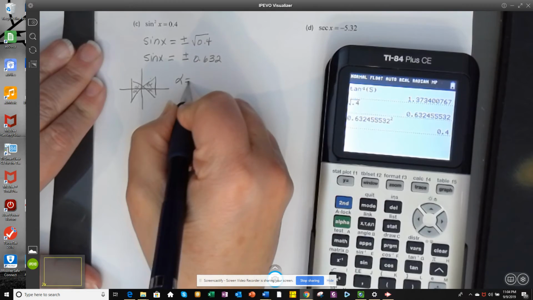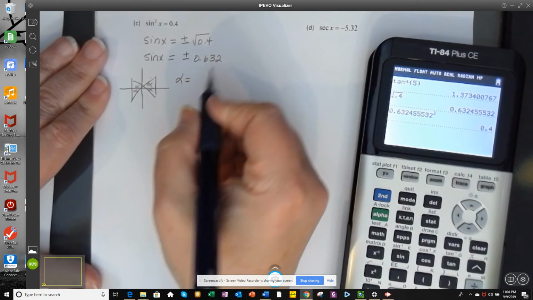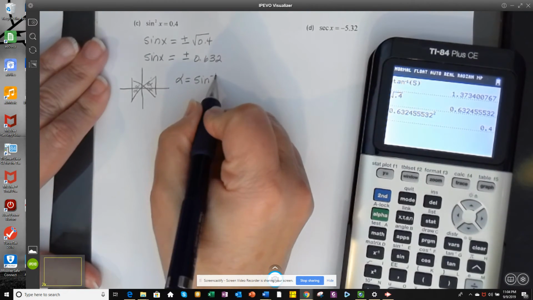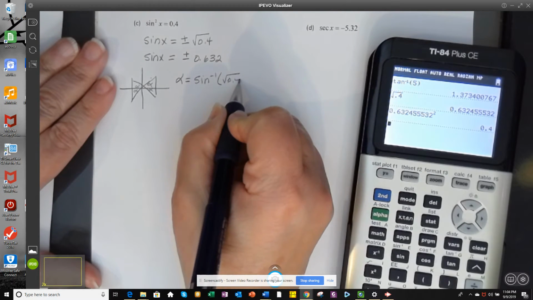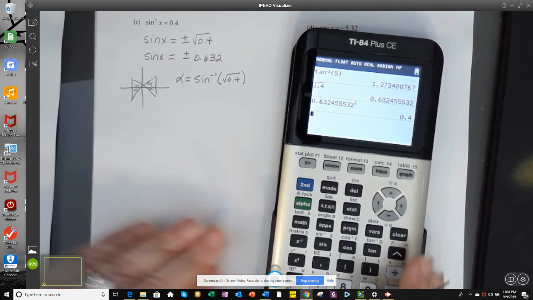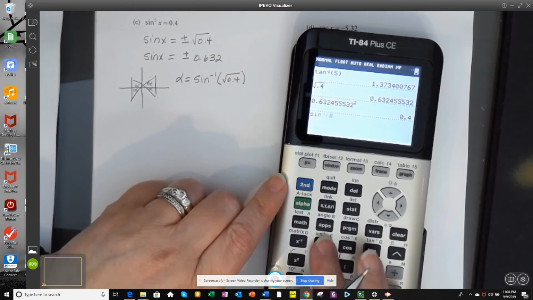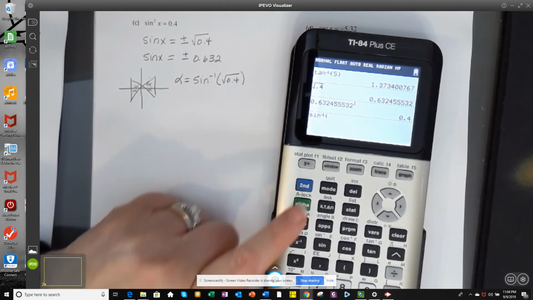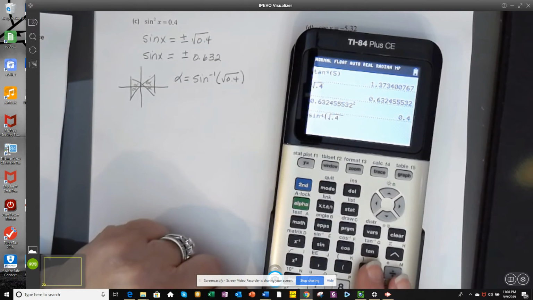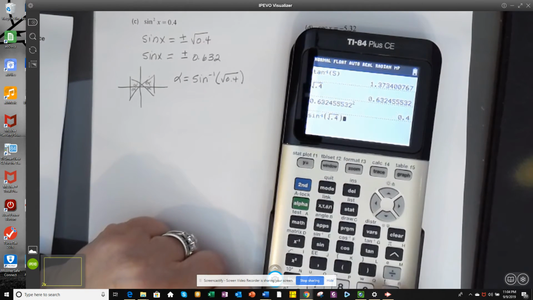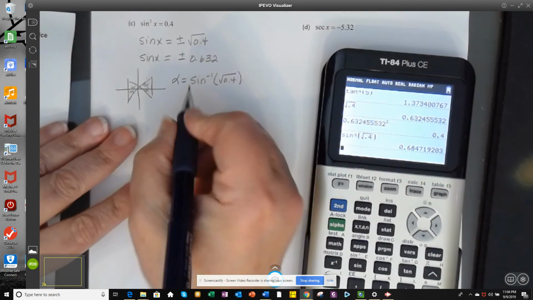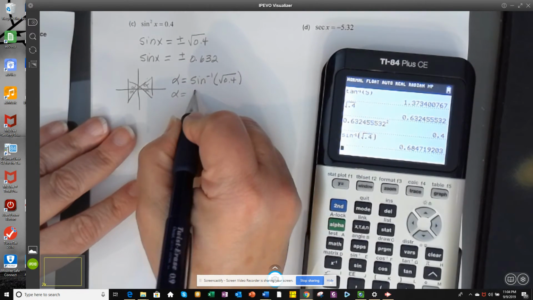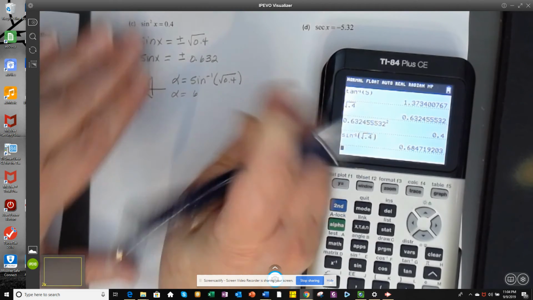All right, but that's an alpha I don't know. And remember, alpha is a positive first quadrant angle. So we're going to go the inverse sine of, and I'm just going to go so that I get the most accurate answer, second inverse sine of second square root 0.4, and close. And we're going to get 0.68. It helps if I put a point.